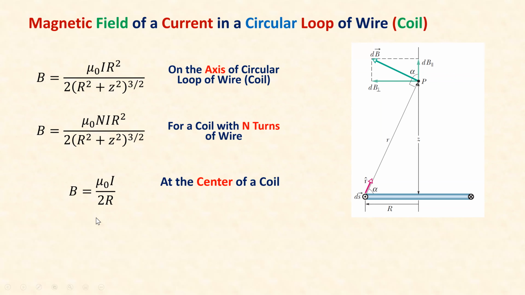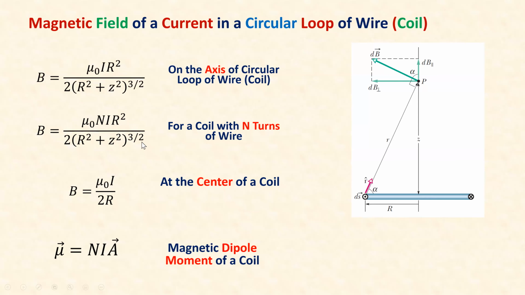So the magnetic field is equal to mu naught I over 2r if you are at the center. When you are at the center, z becomes smaller and smaller, becomes 0. If you put z equal to 0, what happens? r squared to the power 3/2 becomes r cubed. With one of these r's, r squared cancels, you get 1 r in the denominator. And if you have only one turn of wire, you have mu naught I over 2r. So that comes from this equation, basically.